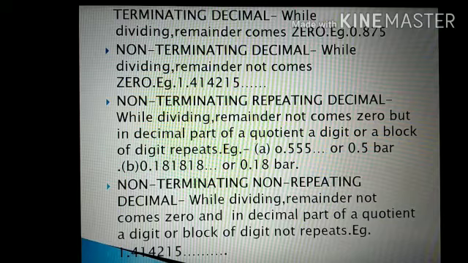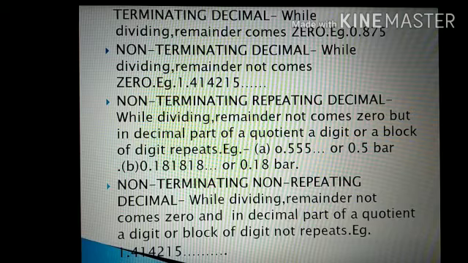Now the second one is non-terminating decimal representation. In this case, the remainder does not come 0, like this: 1.414215 and so on. In this case, the remainder does not come 0. Such a type of decimal representation is called non-terminating decimal.